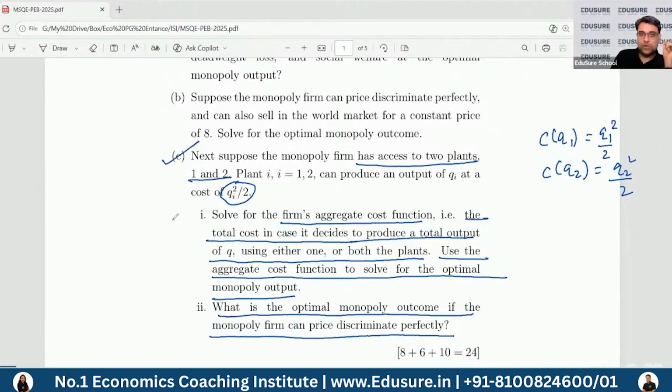So, in the first part, we have to find the total cost function as a function of Q. Then we have to find the optimal monopoly output, and then it can perfectly price discriminate. So now, please tell me what will be the optimal monopoly outcome, Q, when perfect price discrimination can happen. Okay, this is what the question is. Please make an attempt. Let's solve it together. So let's go into the blank space.